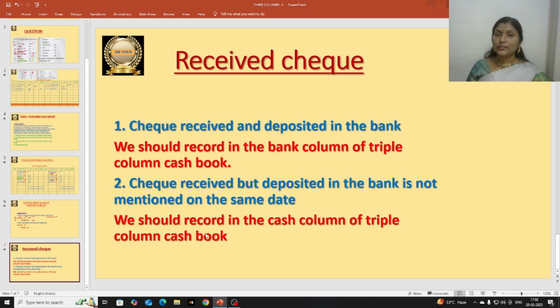So in case of received check, we should see one point, whether that check is deposited on the same day in the bank or not. If that check is deposited on the same day in the bank, then put the amount in bank column. Otherwise, put the amount in cash column only, even that is check. Okay, so that same point I mentioned here, you can watch this, and let us go and check in the question.